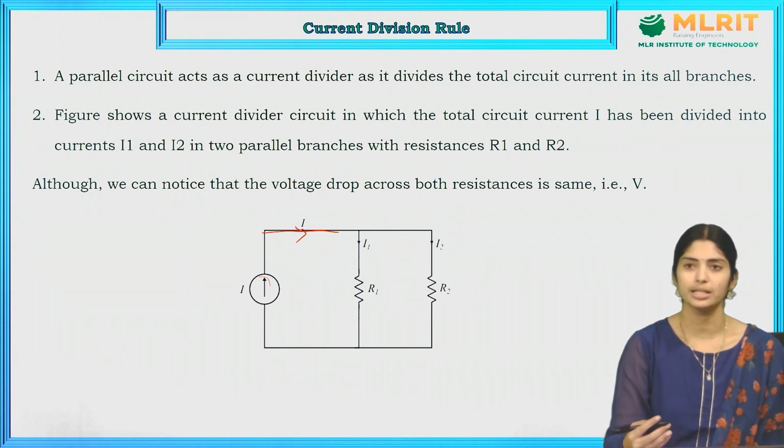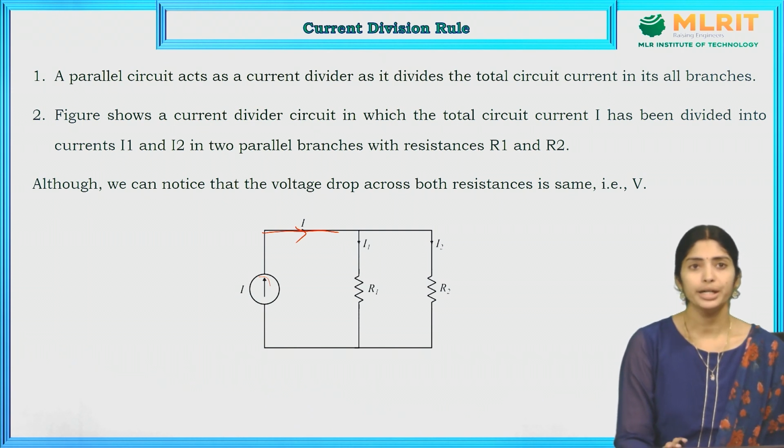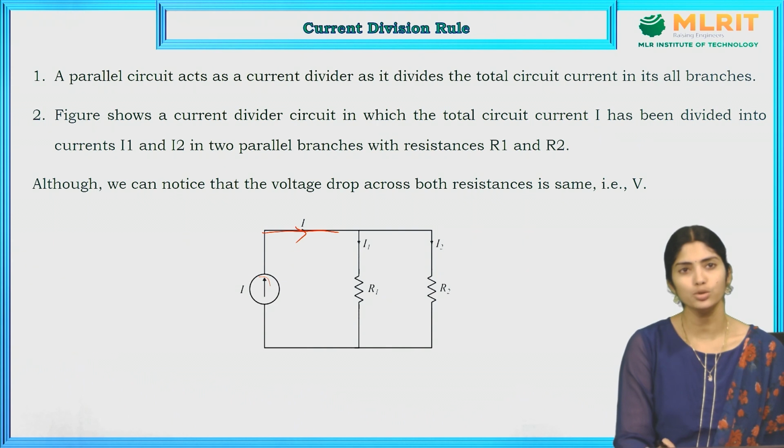Now let us see about the current division rule. Here the figure shows the current divider circuit where the total current I is divided into I1 and I2 across the two branches R1 and R2.